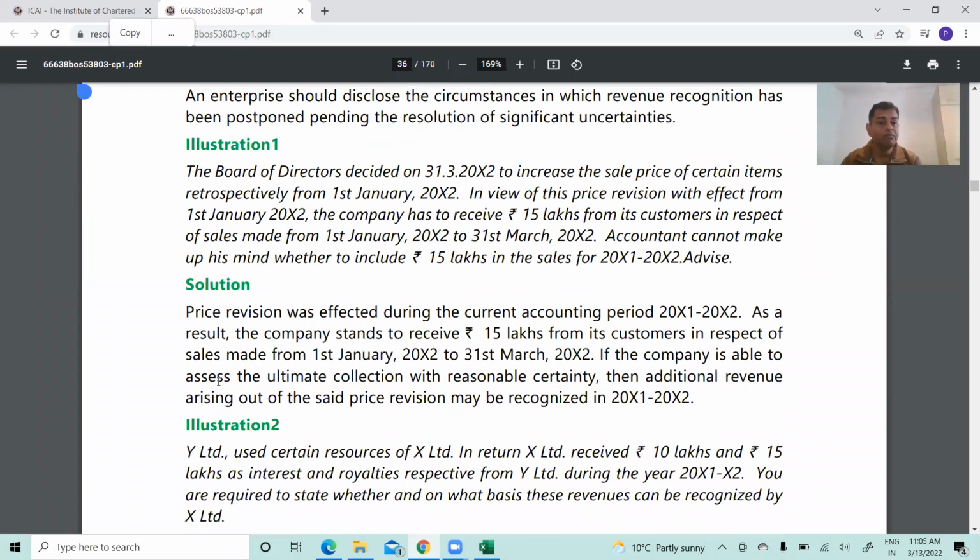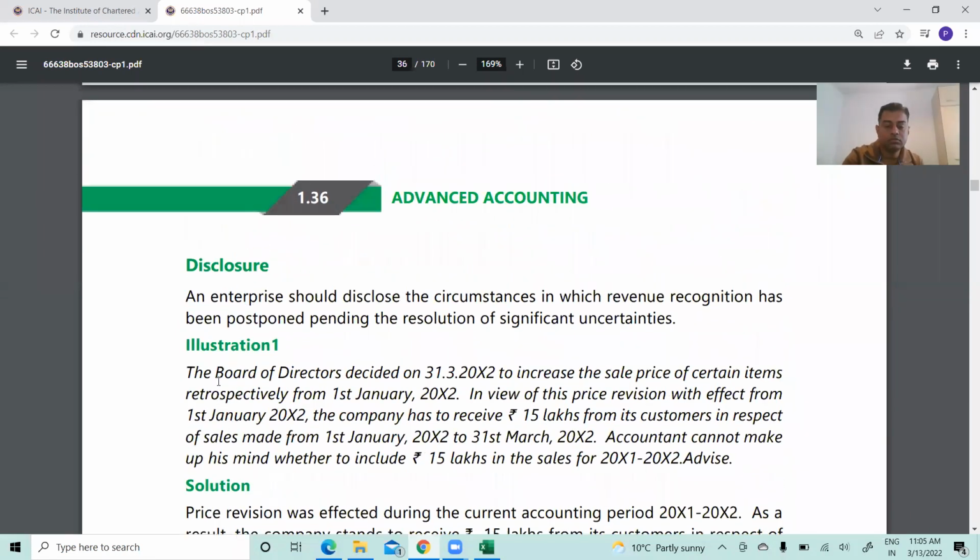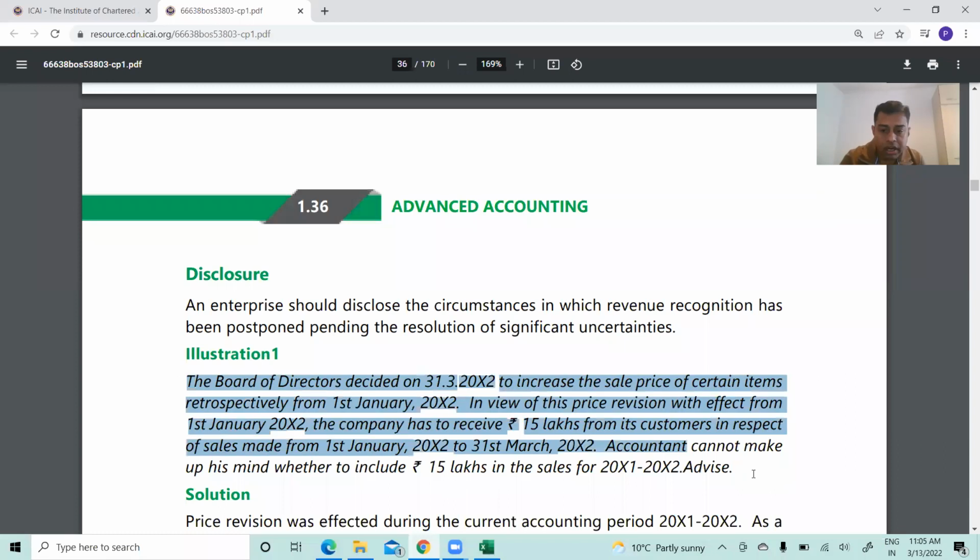Question number 1. Read, ma. The board of directors decided on 31st March 2002 to increase the sale price of certain items retrospectively from 1st January 2002. In view of this price revision, with effect from 1st January 2002, the company has to receive 15 lakh from its customer in respect of sales made from 1st January 2002 to 31st March 2002. The accountant cannot make up his mind whether to include 15 lakh in his sales for 2001-2002. Advise. All of you read this question again.